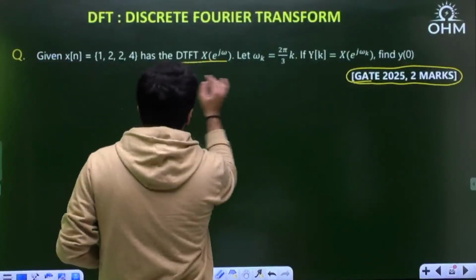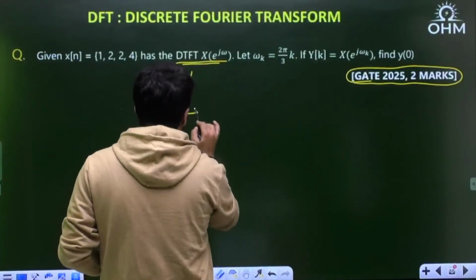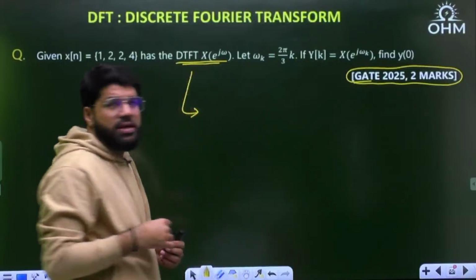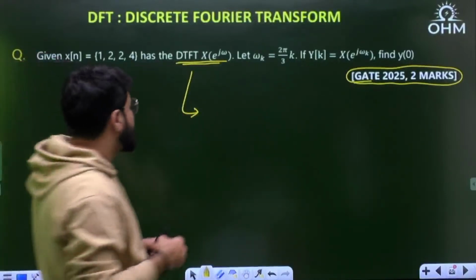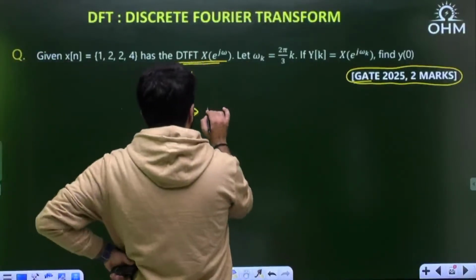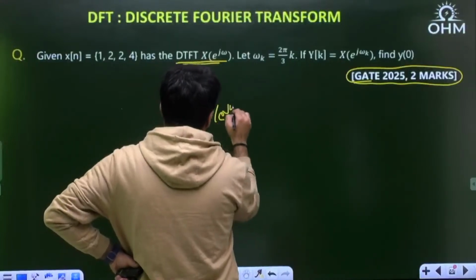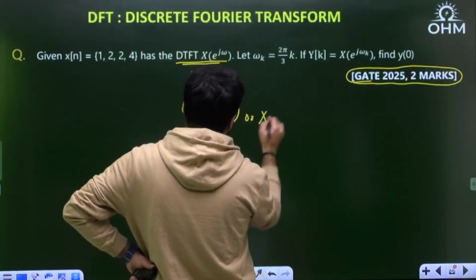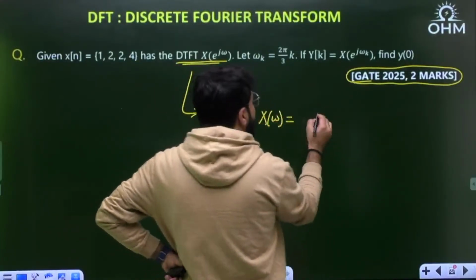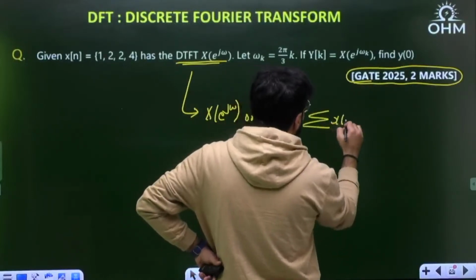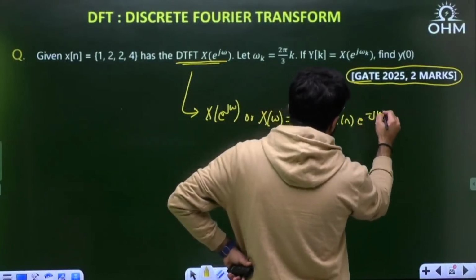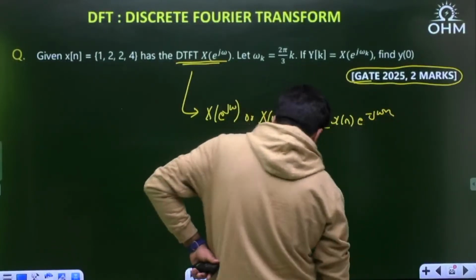Okay, this is the DTFT. First, let me start with the DTFT of this question. We can calculate the DTFT of this. What is it? The DTFT of this x, e power j omega, or simply let me call it X of omega. The DTFT formula is the summation of x[n] e power minus j omega n, for all values of n.